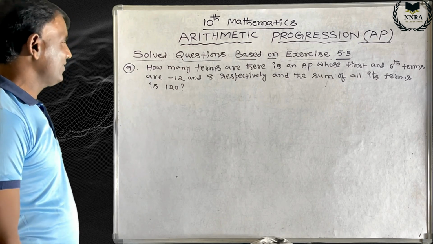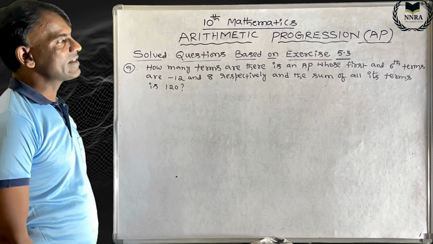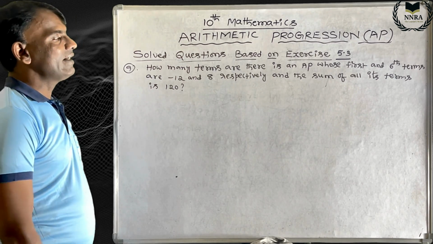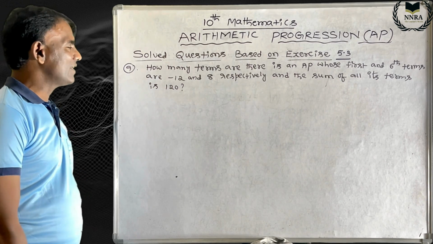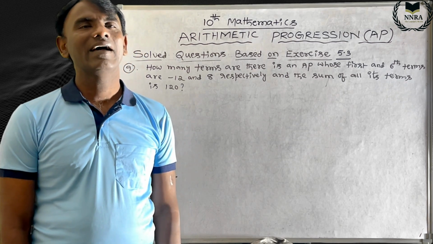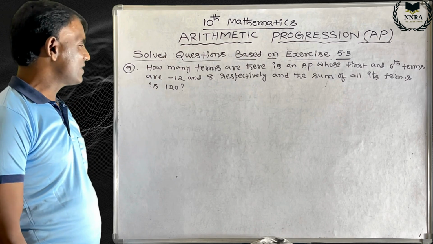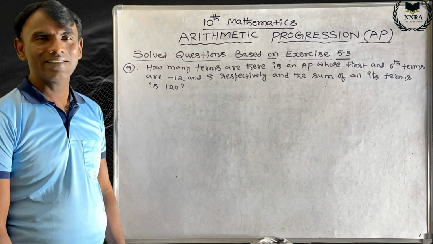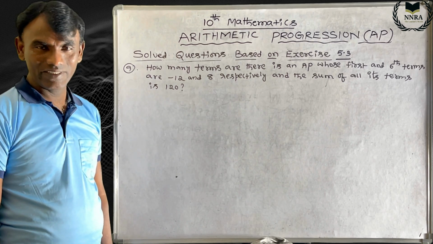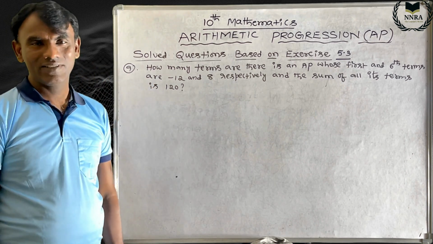Okay, now question number 9. How many terms are there in an AP whose first term and sixth term are minus 12 and 8 respectively, and the sum of all its terms is 120? What is the meaning of this? Just we find the n value, right? So for that, what is the given data? First term is given, sixth term is given, and sum is given. By using Sn equal to n by 2 into 2a plus n minus 1 into d formula, we get the n value, that is the required value of the given question.